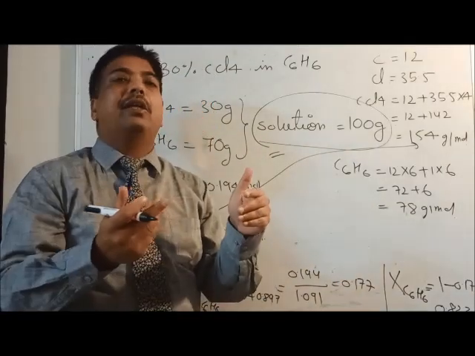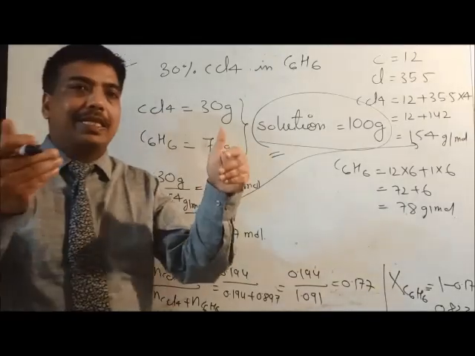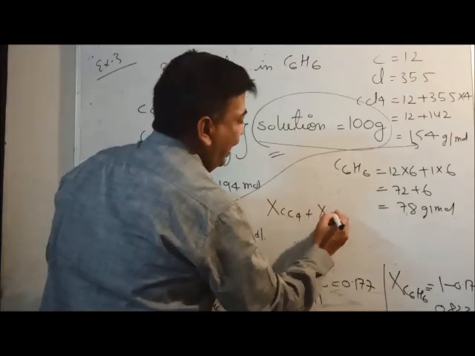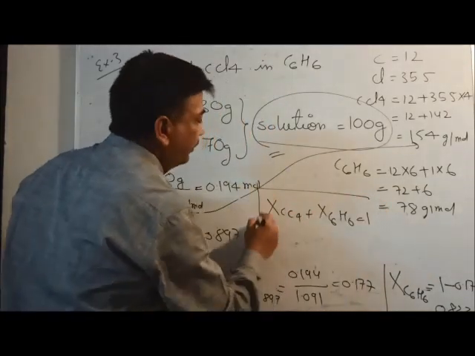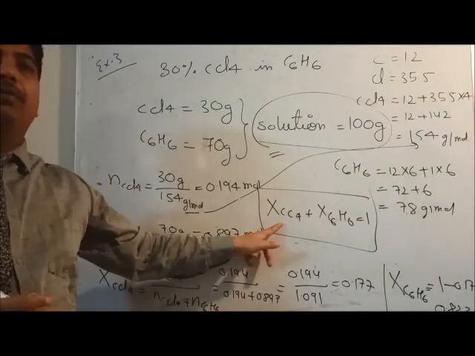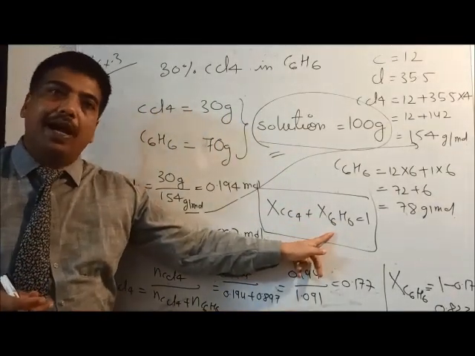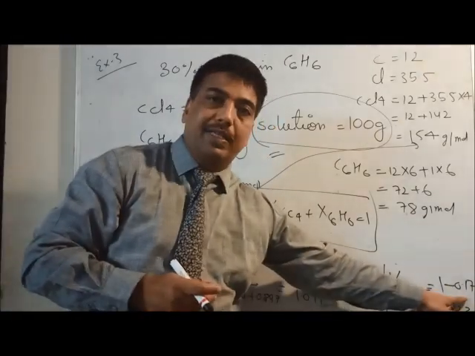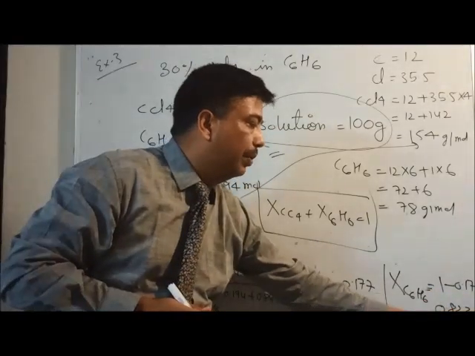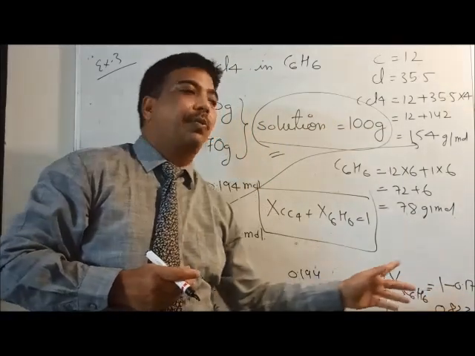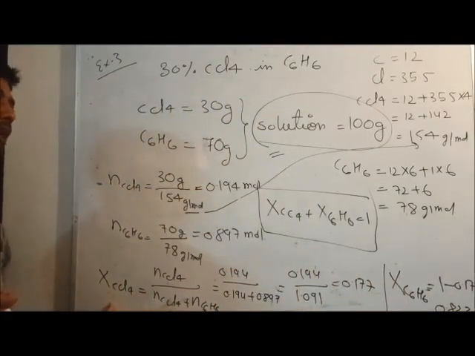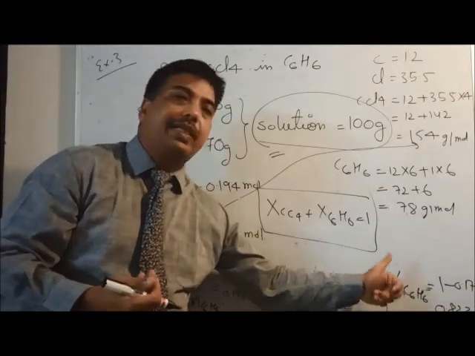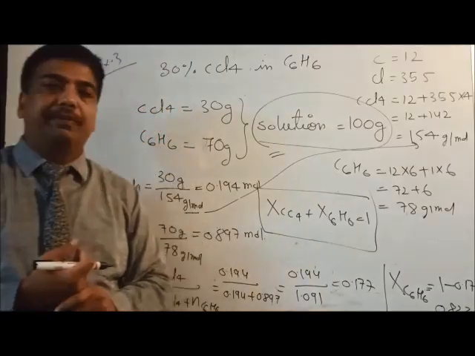that the mole fractions of a two-component system, if added, come out to be 1, means XCCl4 plus XC6H6 is equal to 1. And if you know the mole fraction of one, you can calculate the mole fraction of the other substance. So here XC6H6 is 1 minus 0.177, so it is equal to 0.823, right? So we have just calculated the mole fraction of CCl4, and with the help of that we have calculated the mole fraction of benzene also by subtracting from 1.